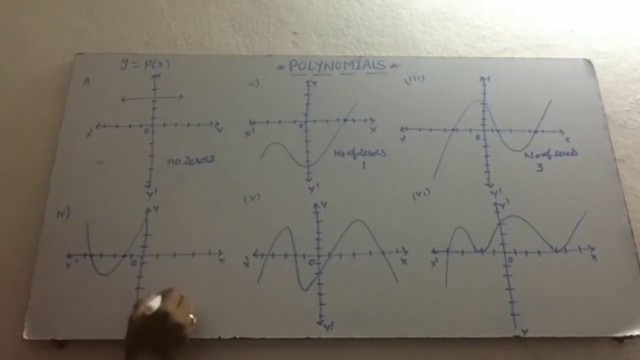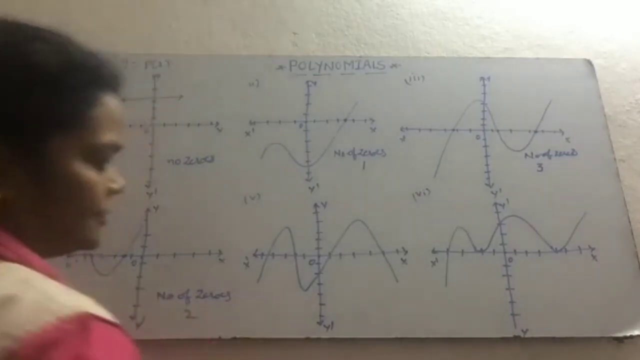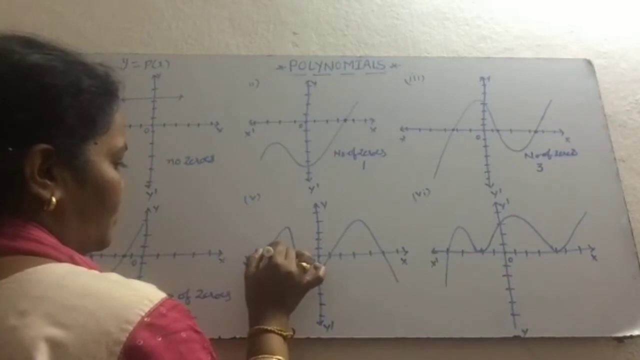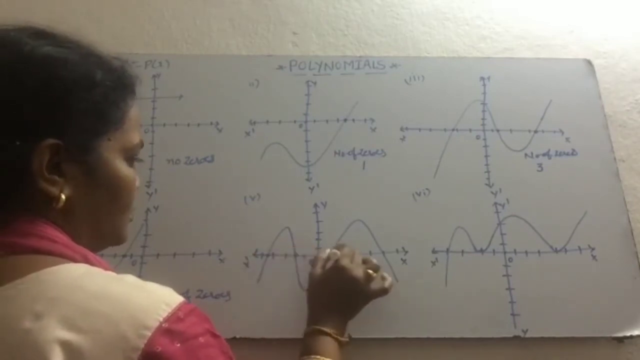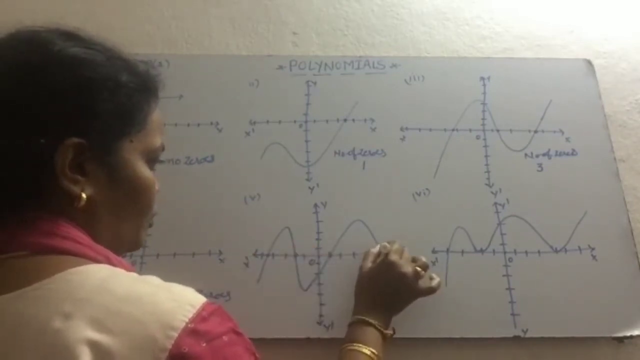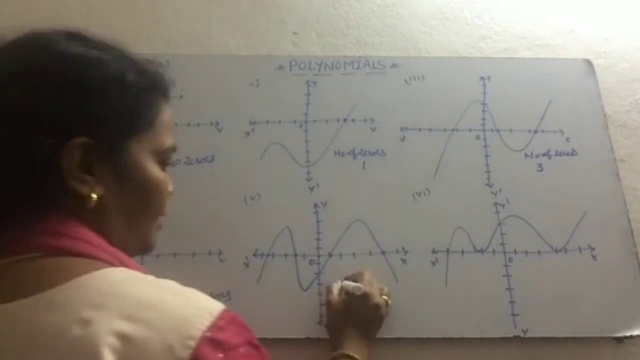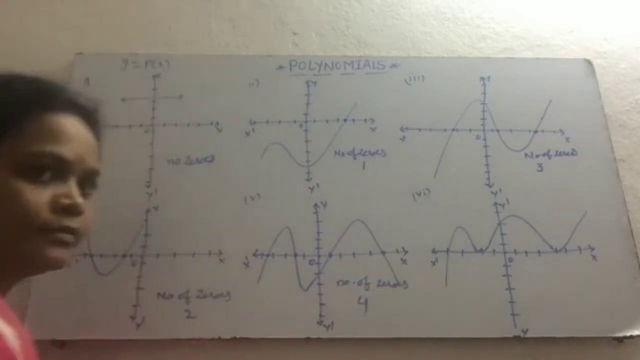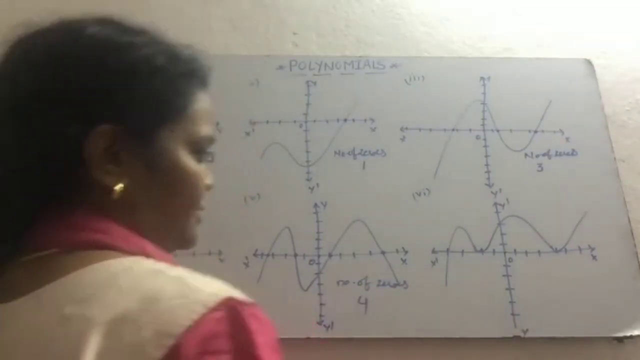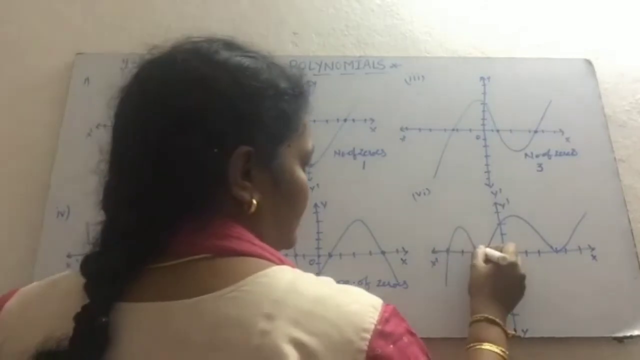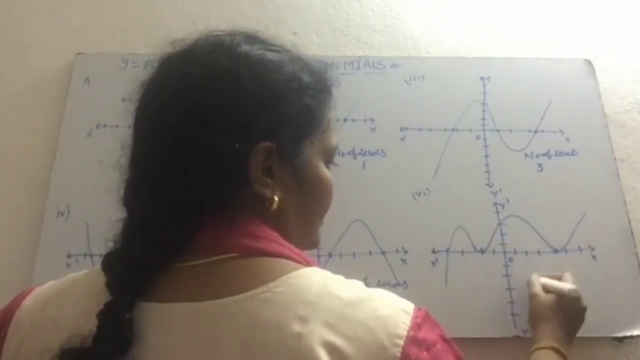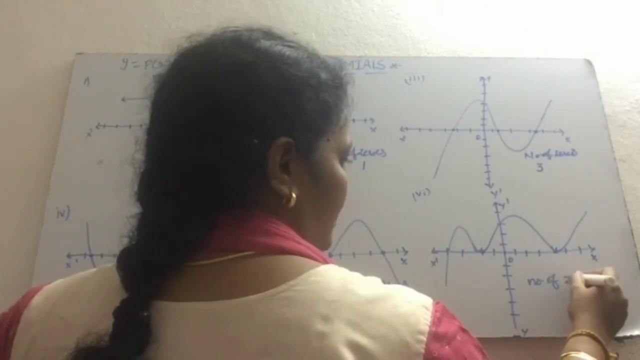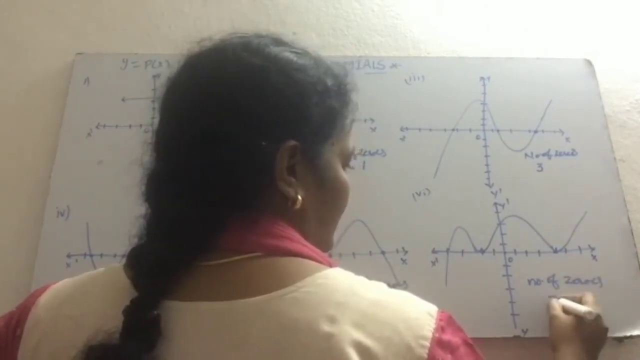So number of zeros are 2. And in this figure, x intersects the points 1, 2, 3, 4. And the number of zeros are 4. And in this figure, 1, 2, 3. So number of zeros are 3.